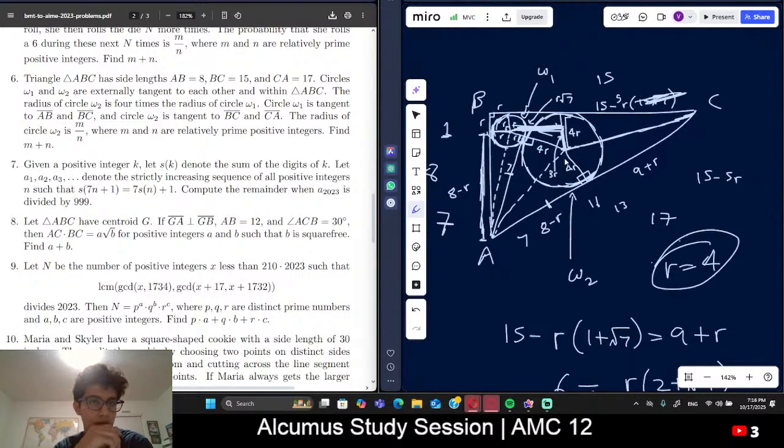BC is the side which is 15. CA is 17. Did I add it up wrong over there? No, I didn't. That looks fine. 8, 15, 17 is a right triangle. Externally tangent within. The radius of circle omega 2 is 4 times. Circle omega 1 is tangent to AB and BC. Yes. And the other one is BC and CA. Fine. The radius of circle omega 2 is m over n, where m and n are.